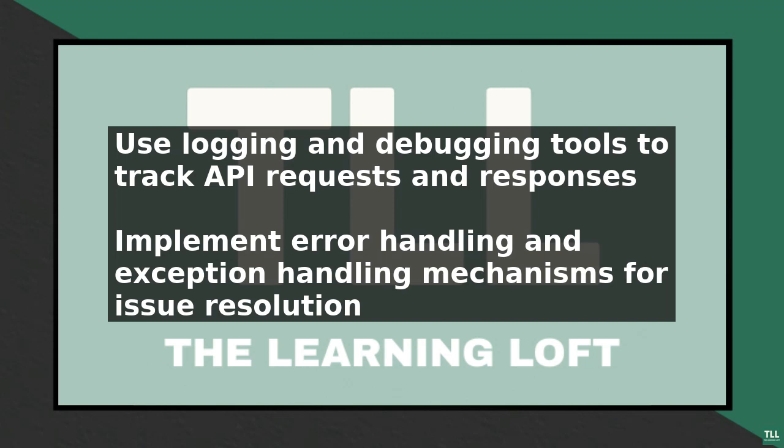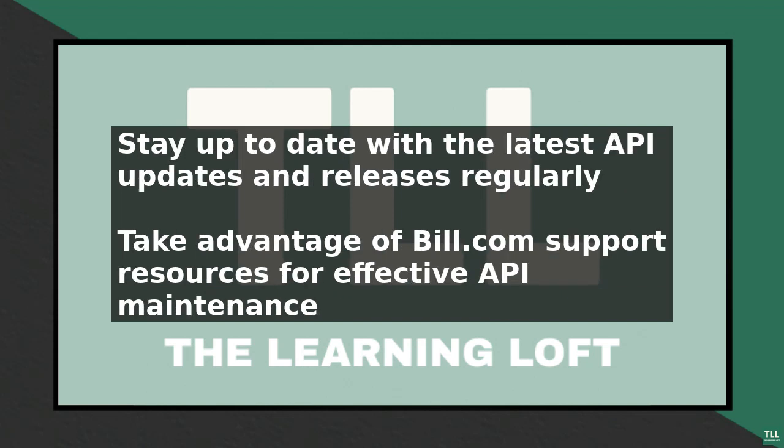Best practices for monitoring the Bill.com API SDK include regularly reviewing API logs and error reports, testing and verifying API endpoints, and optimizing API performance for improved efficiency and reliability. By following these best practices, you can ensure a smooth and successful integration of the Bill.com API SDK with your system.